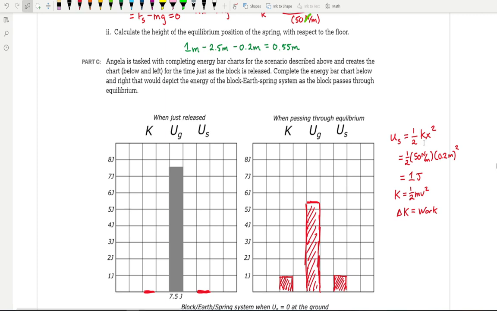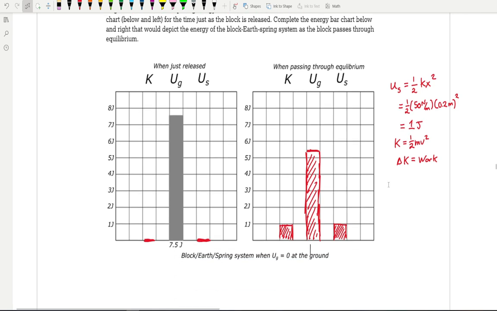Okay, and this is also using your reference point as from the ground. So if you were to use a reference point at a different position, you would get a different bar chart, but your interpretation would be the same. So I think that's actually the next part that it says. Oh, hey, look, it even says down at the bottom when UG equals 0 at the ground, just like Angela did.